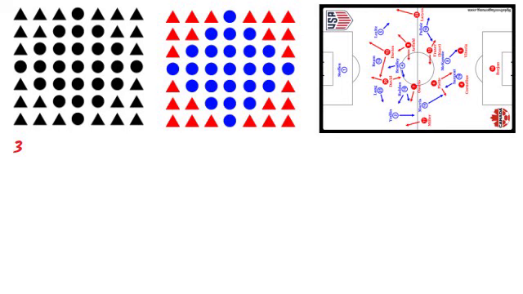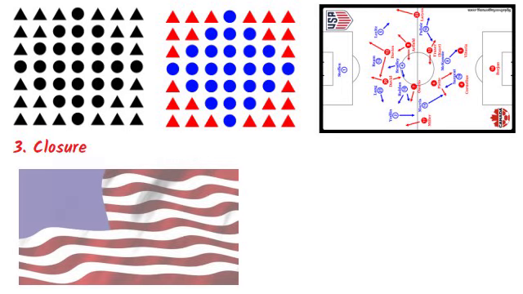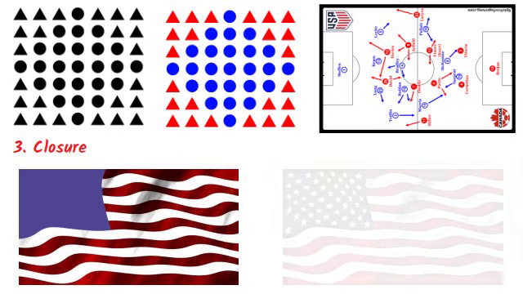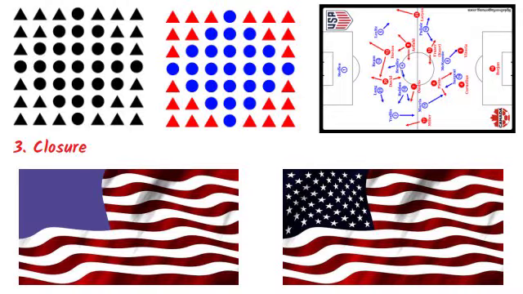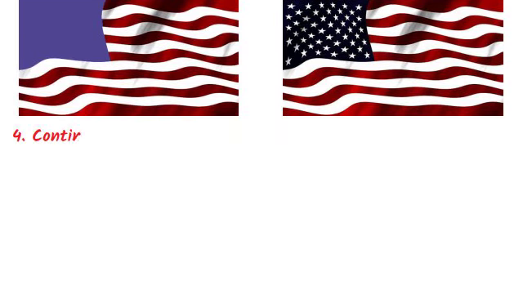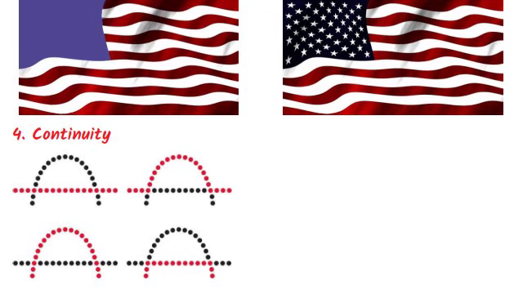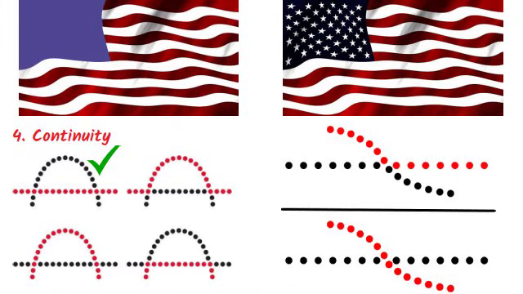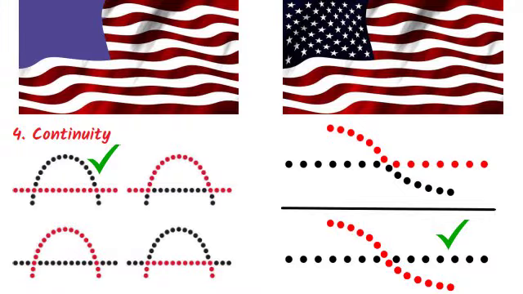The third principle is closure. Our brain automatically fills in missing information to create complete objects. Even if a familiar logo or drawing is incomplete, we can still recognize it because the mind completes the missing parts. The fourth principle is continuity. We naturally prefer smooth, continuous patterns rather than abrupt changes. When two lines intersect, our brain usually sees them as continuing along the same path instead of suddenly changing direction.